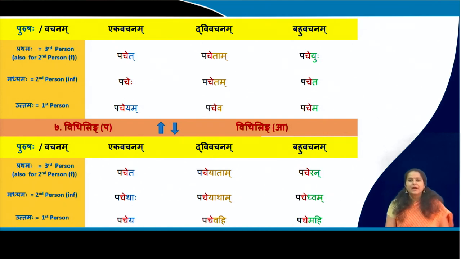Astu, tarhi, how would you say that they should cook food for the yajna, let's say. So they should cook food for the yajna. Tarhi, they should cook. Te pache yuhu. What should they cook? Bhojanam. Or let's say prasad. Tari te prasadam pache yuhu. For what? Yajnaya. For the sacrifice or for the yajna. Tari te yajnaya prasadam pache yuhu.